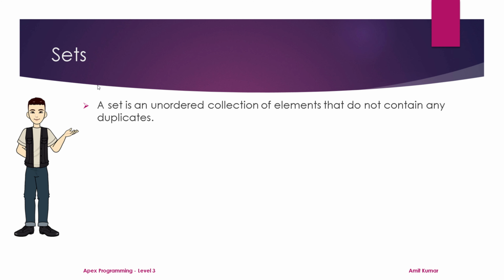A set is an unordered collection of elements that do not contain any duplicates. So it means that it doesn't matter in which order we are entering the value in the set, it's going to maintain a specific order, and that is according to the sorted order of the elements. Second important thing is it does not contain any duplicate value. So even if you are adding a duplicate value, it's not going to add it there.